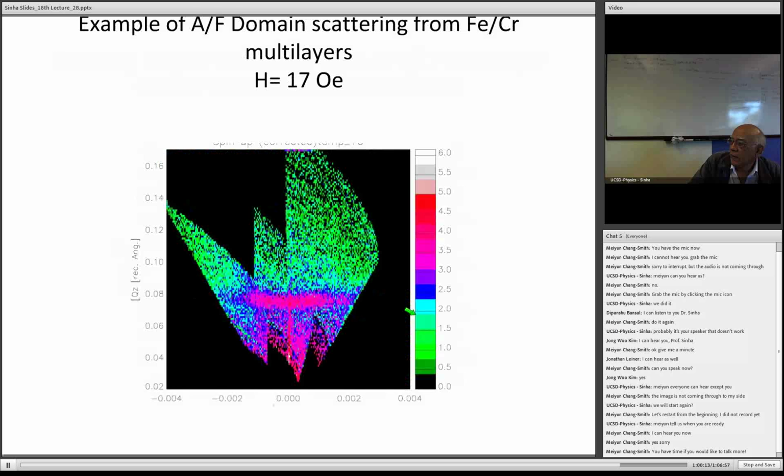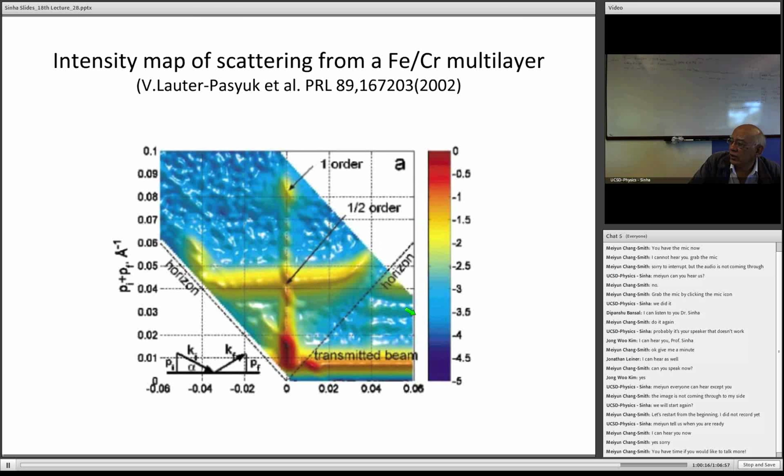Let's skip this. Oh, just go back to that slide for one second. I just want to point out that this is an iron chromium multilayer, and this streak of diffuse scattering through the antiferromagnetic Bragg point is due to the antiferromagnetically correlated domain structure in the layers along the z direction. It's strongly correlated antiferromagnetically as you go up, so it shows up as a streak through the antiferromagnetic Bragg peak. Let's keep going.